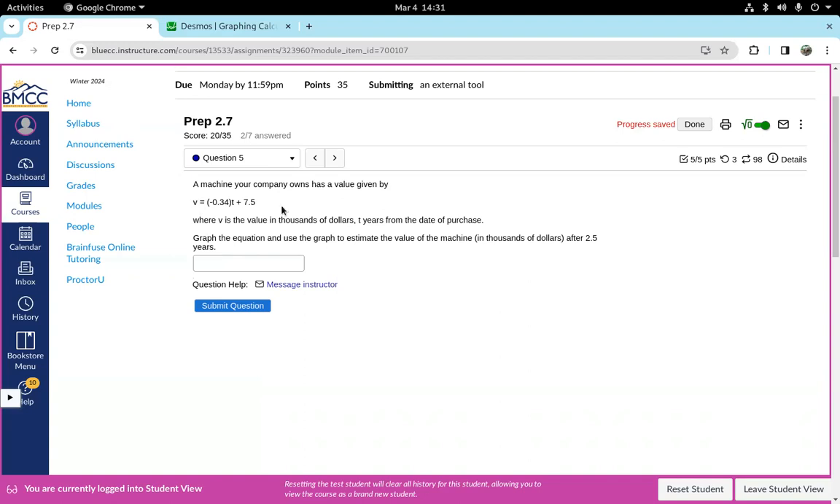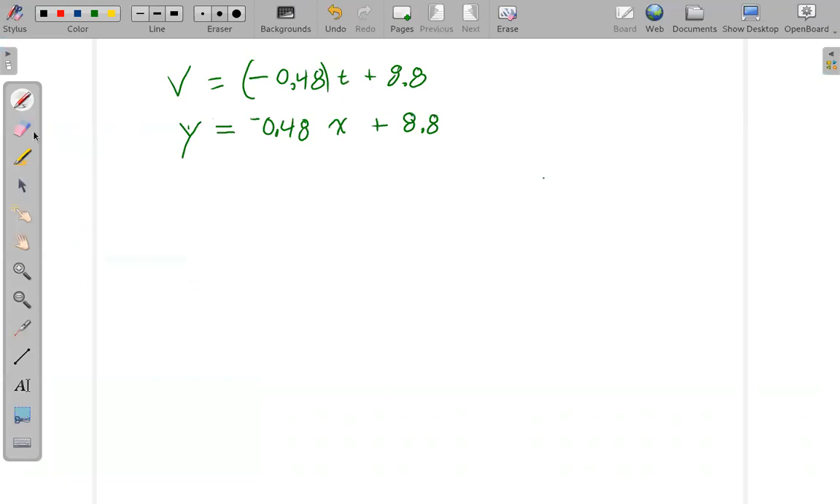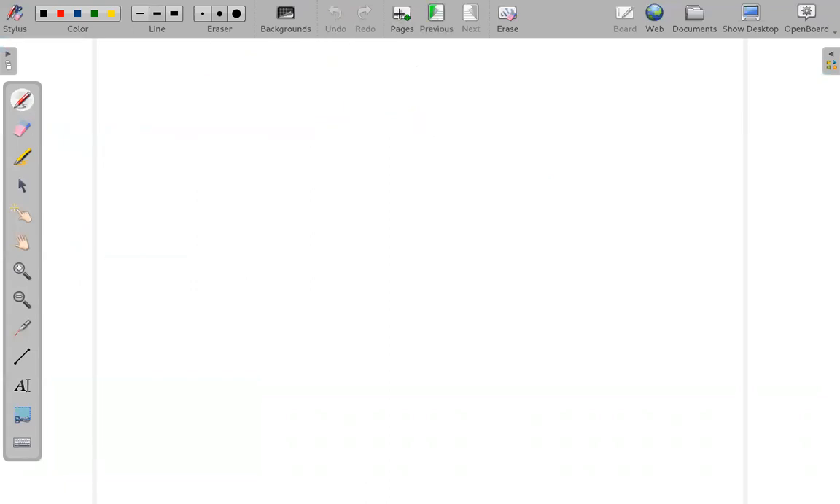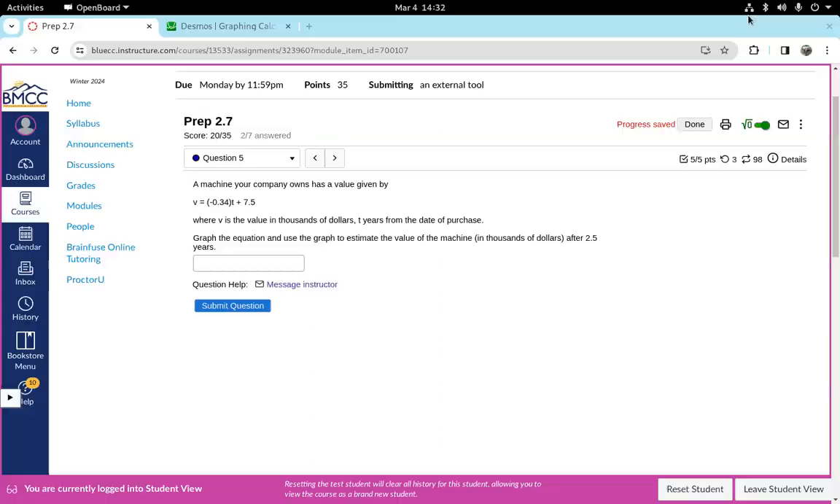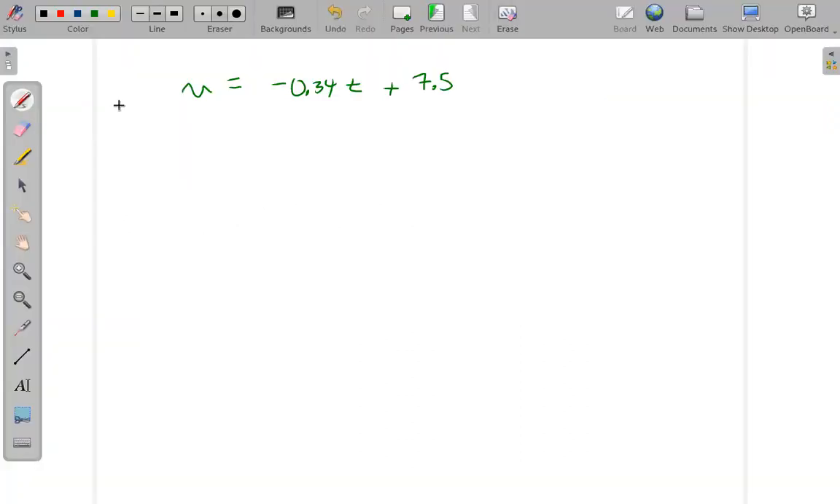Here we have a slightly different equation. So let's go to my board and write it down. So my new equation, V equals negative 0.34 T plus, I think it was 7.5. Yep. All right, and the catch on this one is to put it in a graphing calculator.